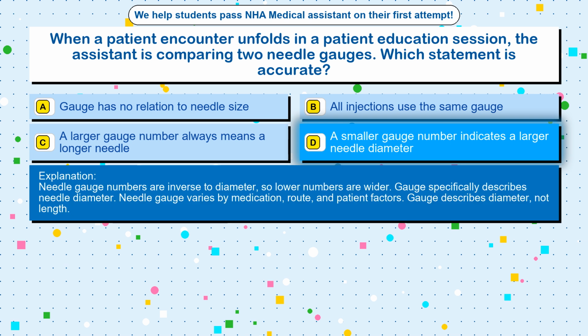Needle gauge numbers are inverse to diameter, so lower numbers are wider. Gauge specifically describes needle diameter. Needle gauge varies by medication, route, and patient factors. Gauge describes diameter, not length.